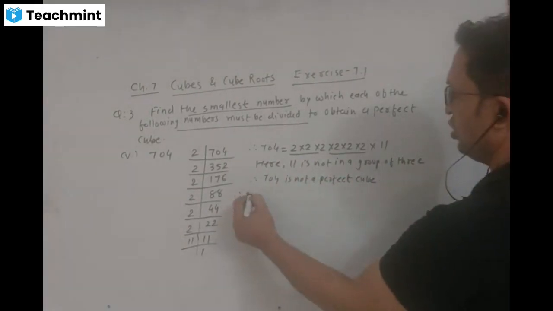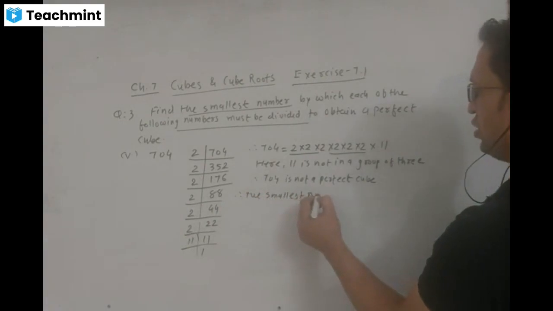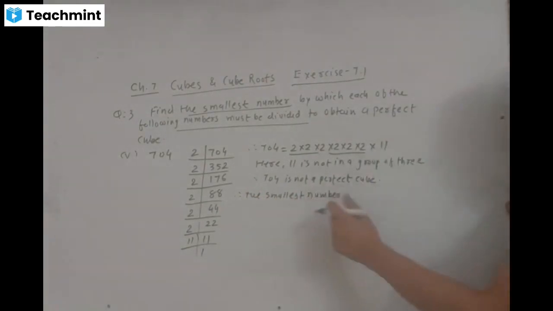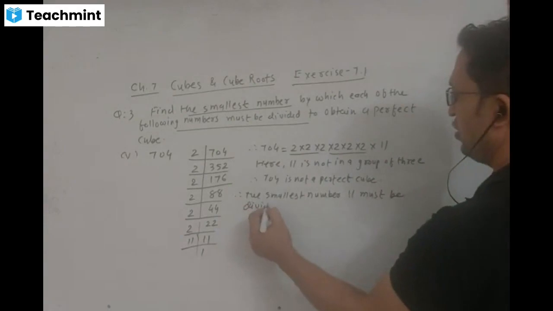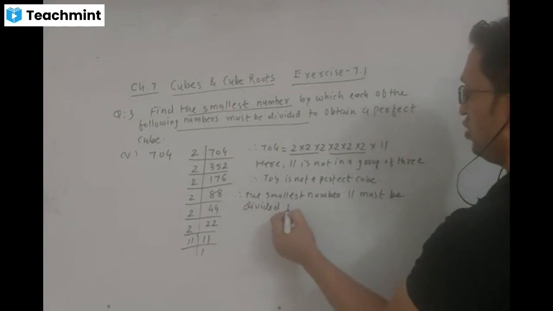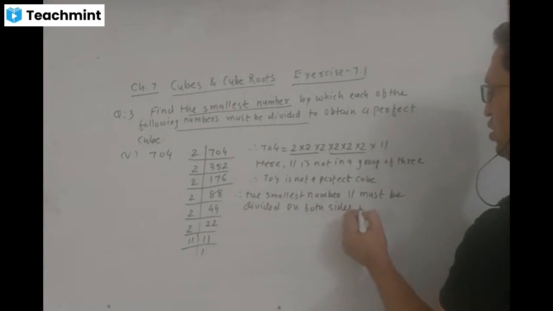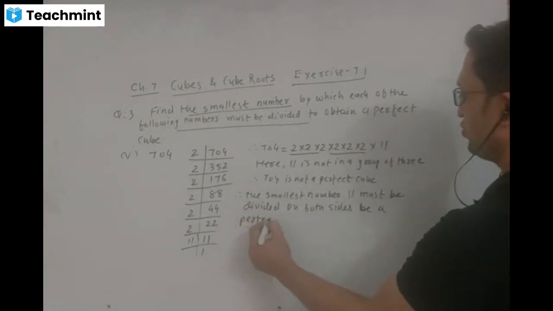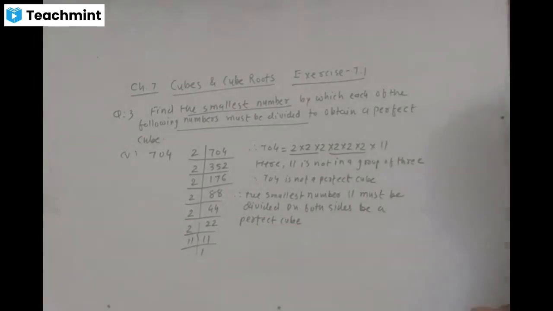Therefore, the smallest number, which number is only one time? 11. Therefore, smallest number 11 must be divided on both sides to be a perfect cube.